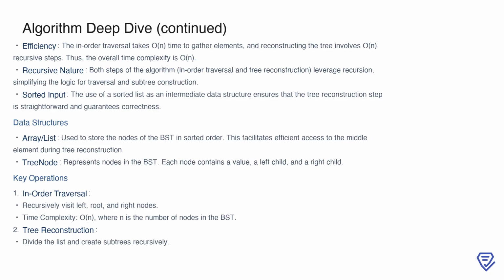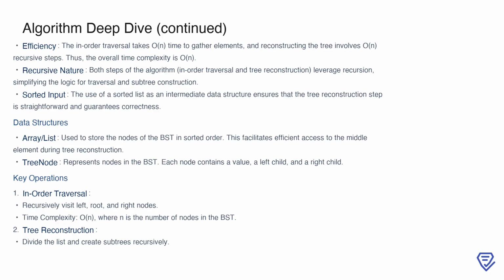Additionally, the recursive nature of the algorithm simplifies the logic for both traversal and subtree construction, as each operation naturally follows the recursive structure of the tree. Using a sorted list as an intermediate data structure ensures correctness during reconstruction, as it allows direct access to the middle element, which is required to maintain balance.